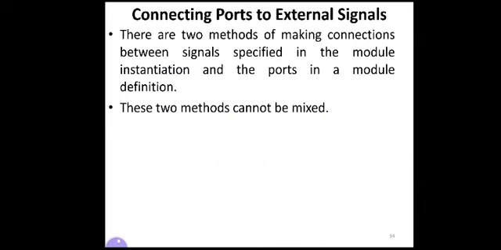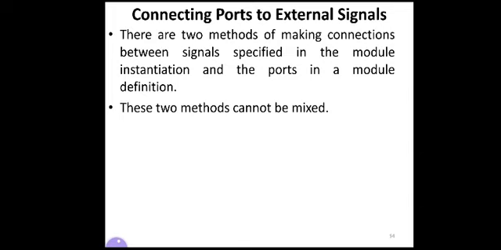Now next topic, connecting ports to external signals. There are two different types of methods for making the connections between the signals specified in the module instantiation and the ports in the module definition. As we know, we always use two different types of modules. One is the module definition, which is the basic module, and to execute that module or to observe the results, we require another module, which is called a stimulus block, or a test bench.